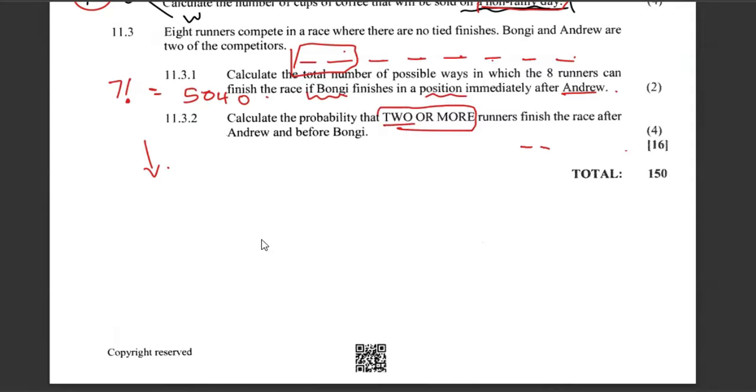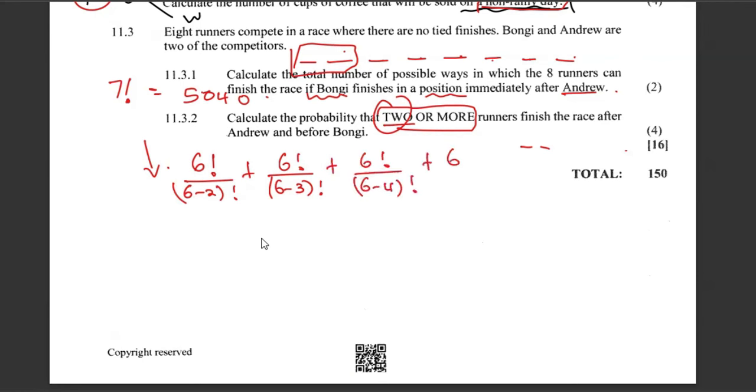So what we're going to do is that in the first scenario, if it's only 2 people there, it's going to be 6 factorial divided by 6 minus 2 factorial, plus 6 factorial over 6 minus 3 factorial if we have 3 people, and then we can have 6 factorial over 6 minus 4 factorial, and then 6 factorial over 6 minus 5 factorial, and then it's possible to have 6 members in between Bongi and Andrew, meaning 6 factorial over 6 minus 6 factorial. So let's see what total we get here first of all before we can look at the other thing.